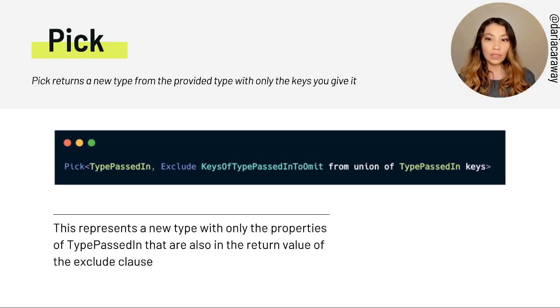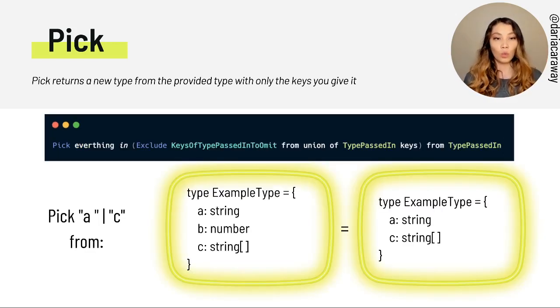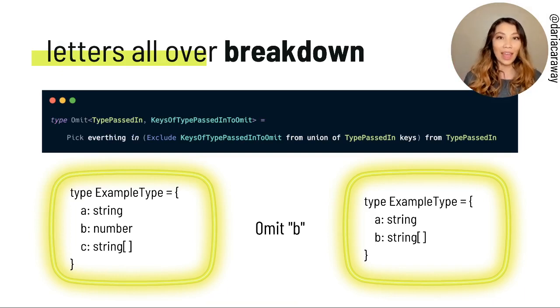Pick returns a new type with only the properties that match the keys that you've told it to pick and keep. So here, we're going to get a new type that is type passed in with only the keys to keep that get returned from our exclude statement. So remember, we excluded B from the keys of type passed in, and we got A and C as a union. Now we're going to pick A and C from our example type, and that's going to give us back a new type with just A and C. And this is the exact behavior of Omit.